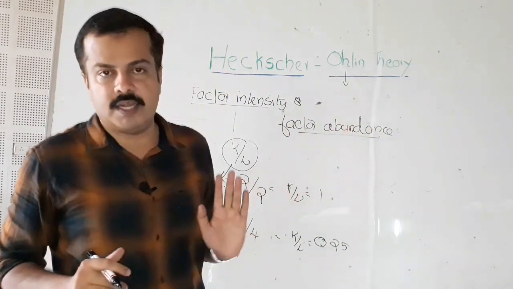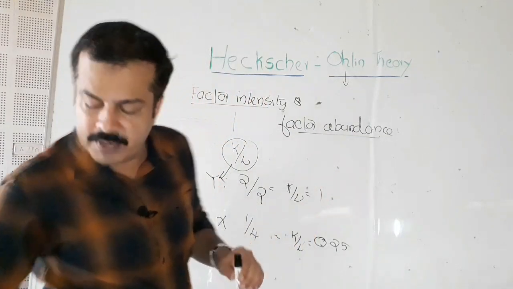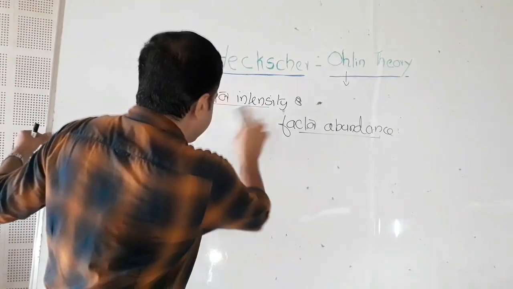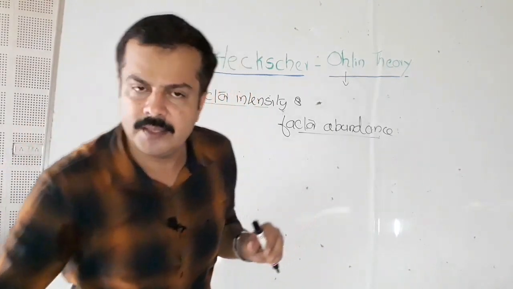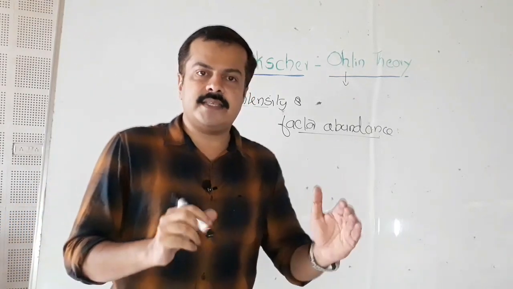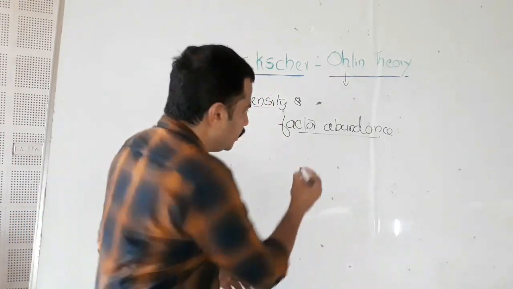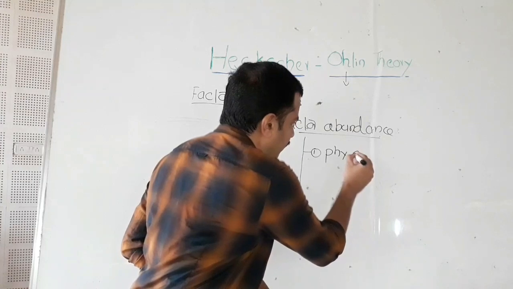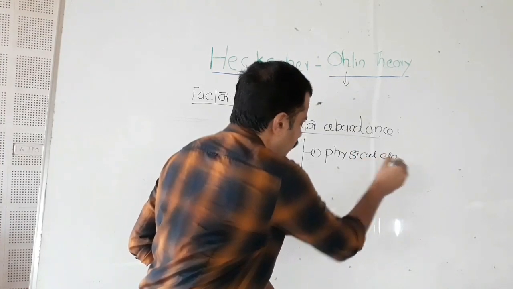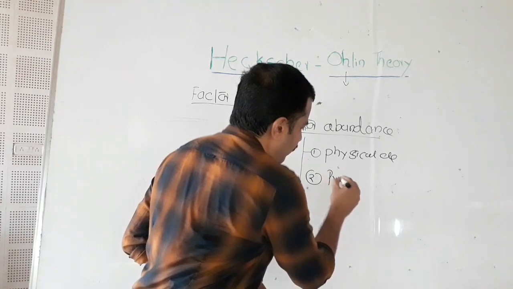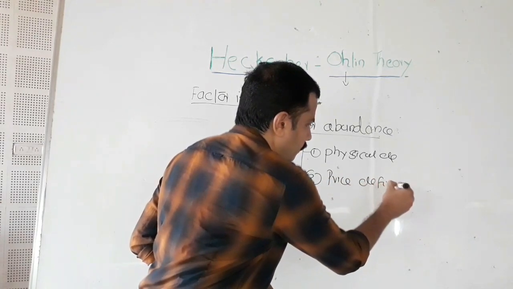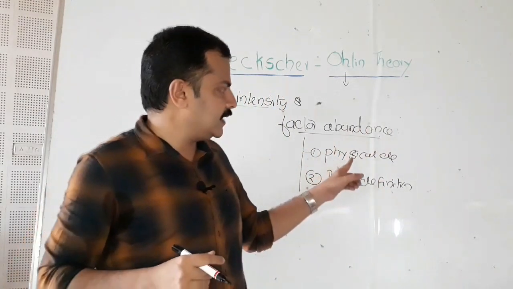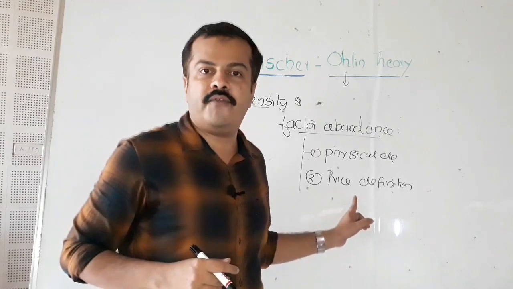Now let us focus on factor abundance. There are two ways through which factor abundance can be measured in the Heckscher-Ohlin theory. Basically it is treated as a relative concept, which means factor abundance is treated in relative terms, and we have two definitions associated with it. One is the physical definition, or sometimes called the physical criterion. The second method is the price criterion or price definition. So factor abundance is defined either on the basis of the physical definition or the price definition.